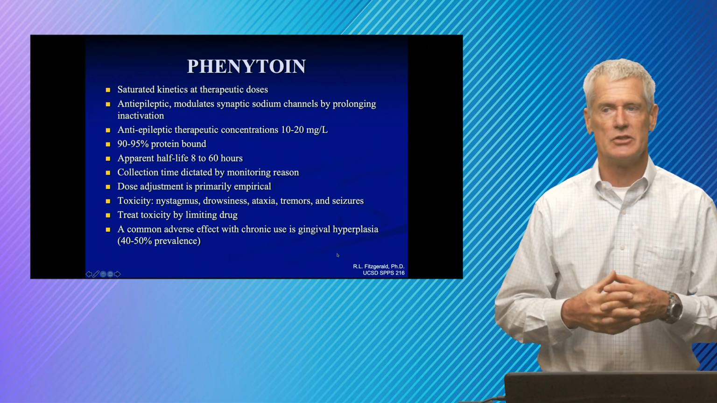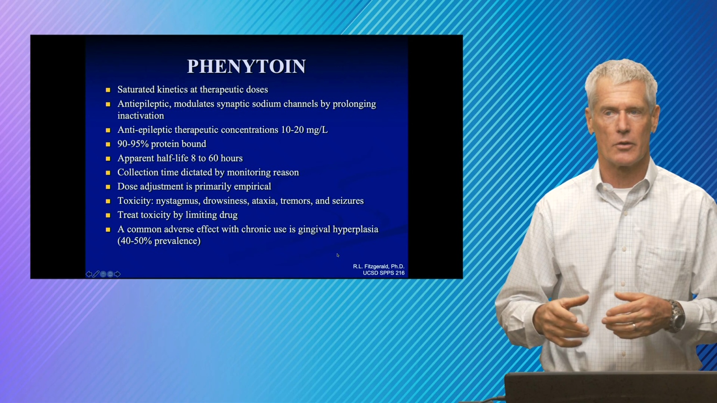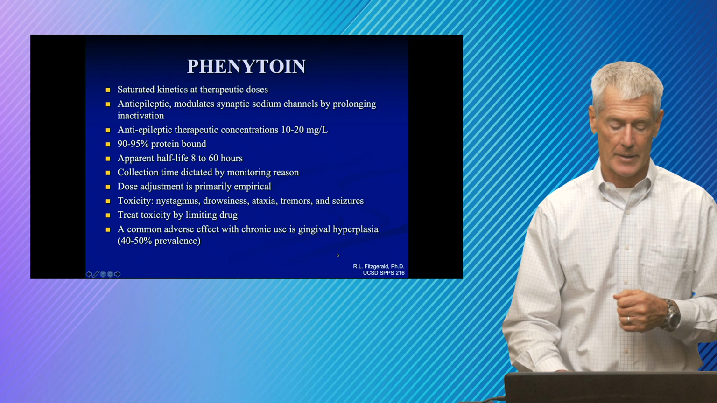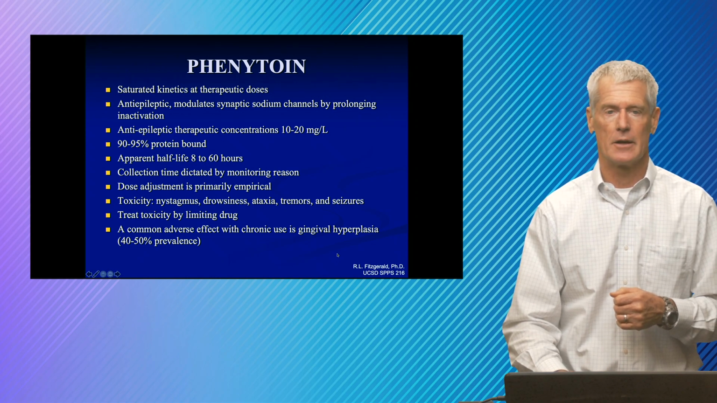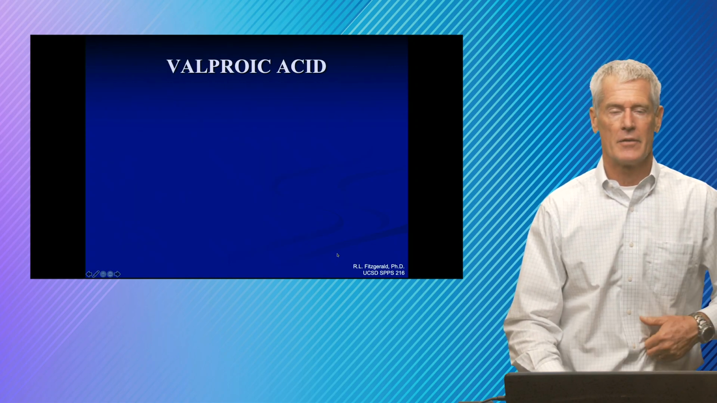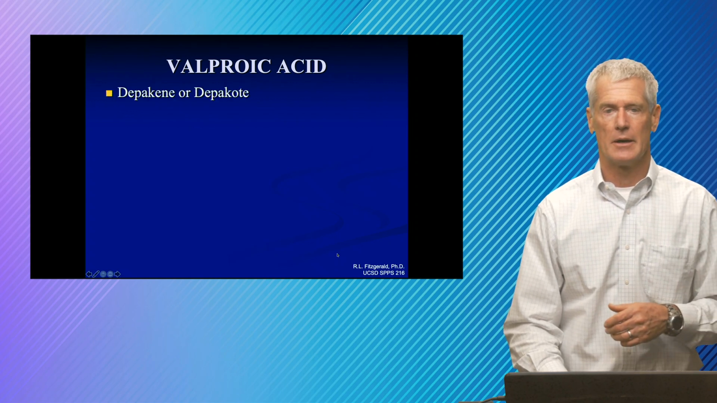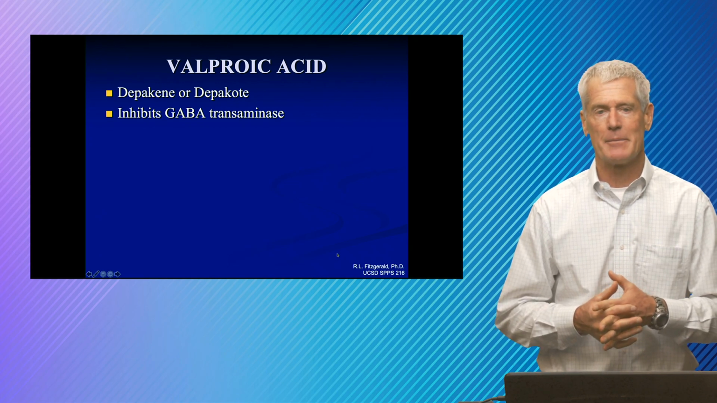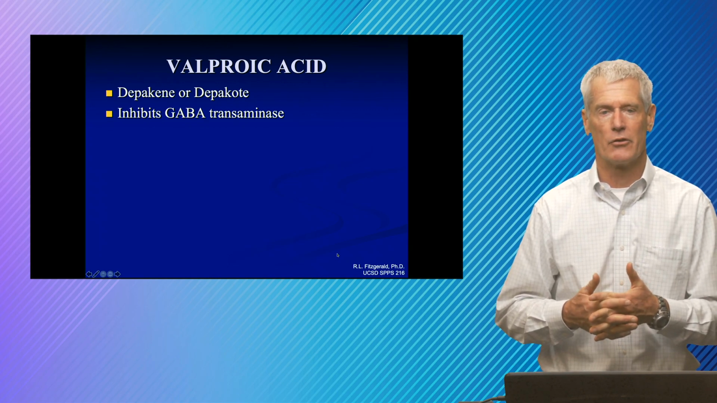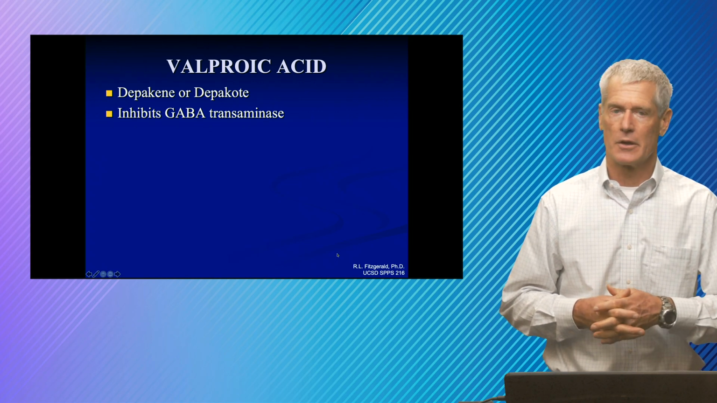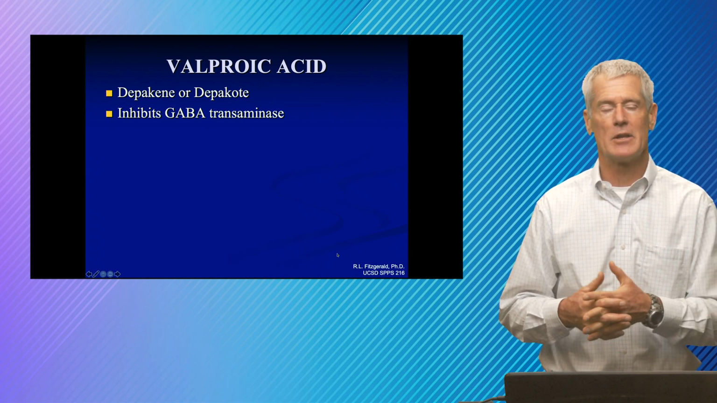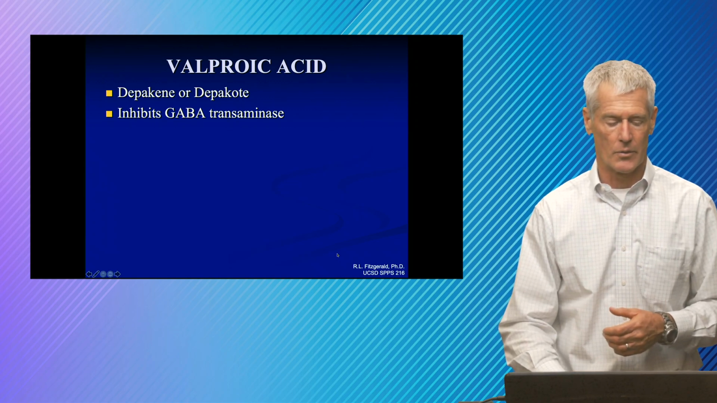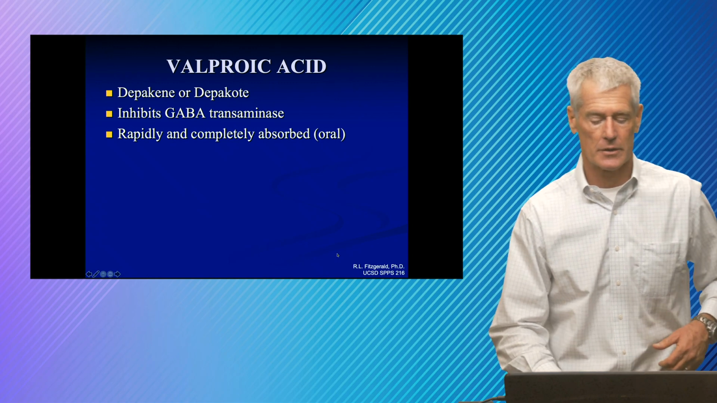One of its adverse effects is gingival hyperplasia, and so long-term effects would be gingival hyperplasia, maybe 40 to 50% of the patients that take this drug. Valproic acid is another anticonvulsant known as Depakote. It inhibits GABA transaminase, and GABA is one of our major inhibitory neurotransmitters. And so if we inhibit the metabolism, GABA sticks around longer, and we decrease transmission of neuronal signals, and that's why it's an anticonvulsant.